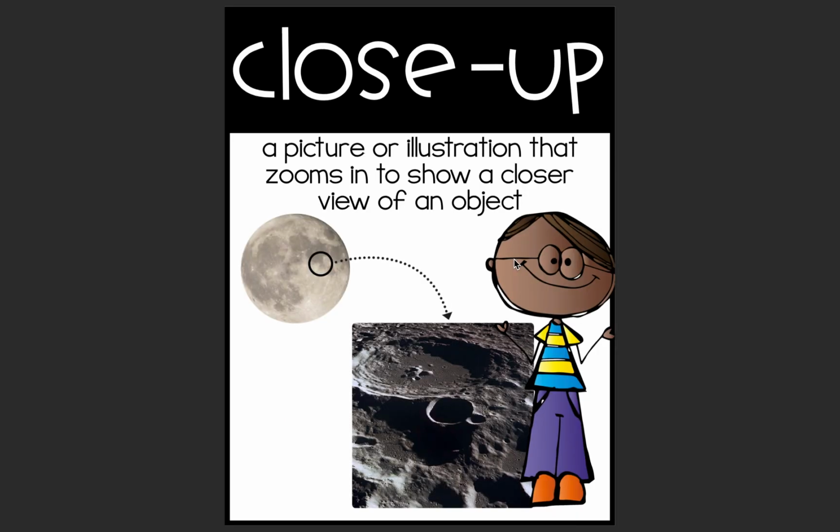Close up. What does that mean? A picture or illustration that zooms in to show a closer view of an object. And they did that in our shark story this week. They did a close-up of the shark's skin and then described what the picture was about with a caption underneath it. So this looks like it's a zoom, a close-up of the moon. Close-up picture.